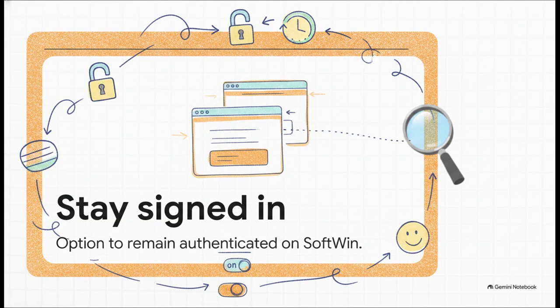Basically, you can think of session persistence as a digital VIP pass. It allows a user to remain authenticated and recognized by the system across multiple visits. No re-entering credentials required. By ticking that box, the user is directly trading a slight security variable for a massive increase in convenience. It just completely smooths out all your future interactions with the SoftWin platform.